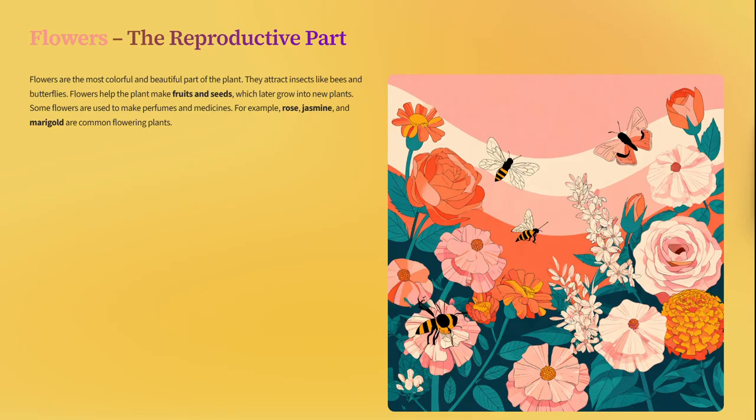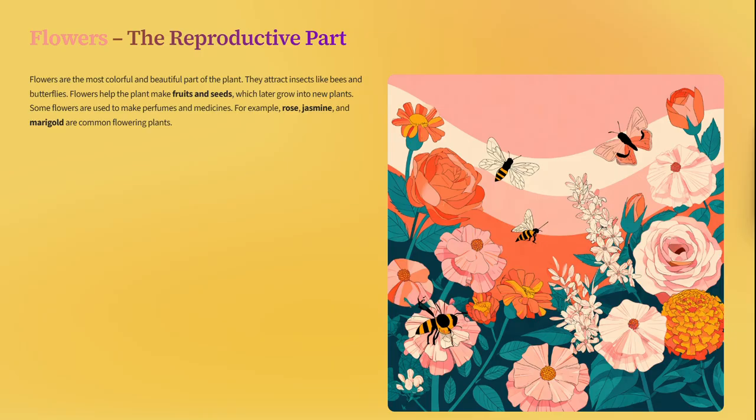Insects like bees and butterflies visit flowers to collect nectar, a sweet juice found inside. When they visit, they carry pollen from one flower to another. This process is called pollination, and it helps the plant make seeds. So next time you see a bee buzzing around a flower, remember, it's helping plants have babies.